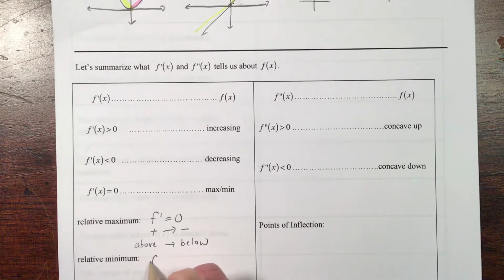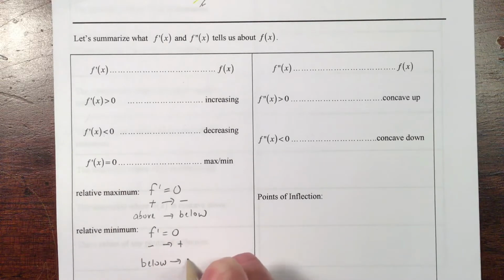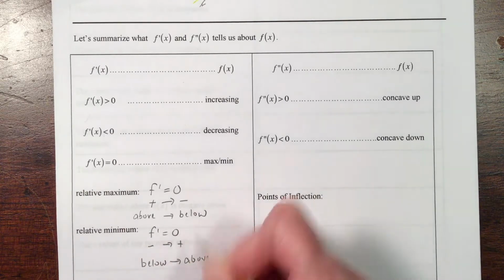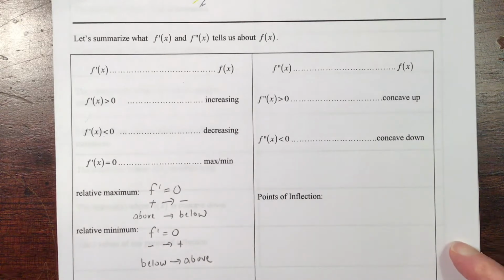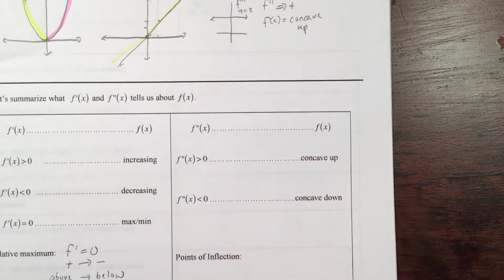And our minimum value is, again, where the derivative is equal to 0 and goes from negative to positive on a number line, but if we just want to use the graph of the function, it's below to above. Okay. I'm going to show you both ways when we get to an example, but I just want you to remember these facts. Now with our second derivative, what does that tell us about our function?